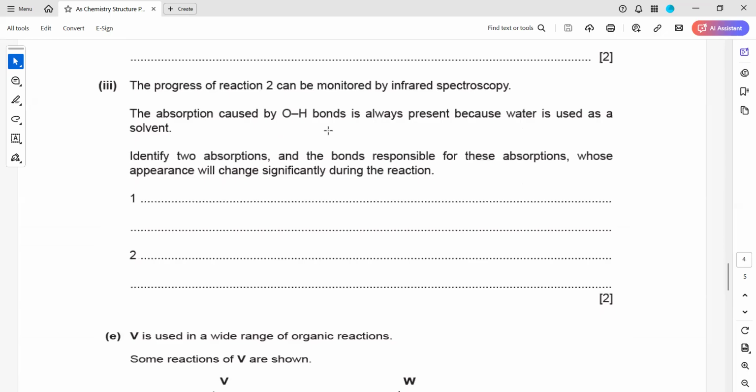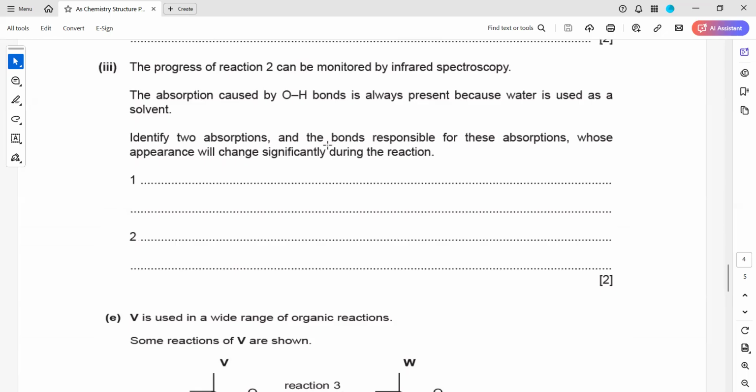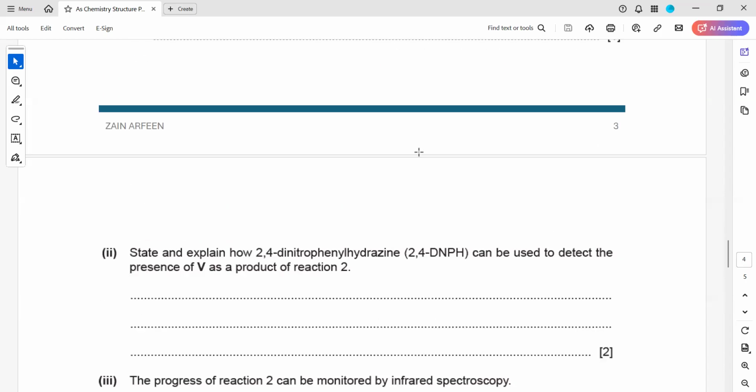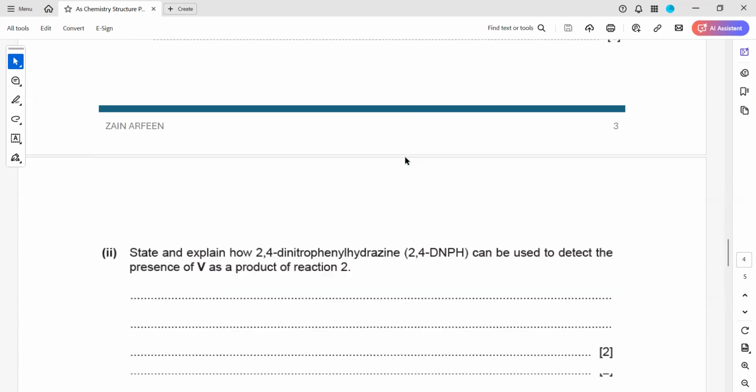The progress of reaction 2 can be monitored by infrared spectroscopy. The OH absorption is always present because the water molecule is there as a solvent. Give two absorptions and the bonds responsible for these absorptions, whose appearance will change during the reaction. So how do we observe reaction 2?